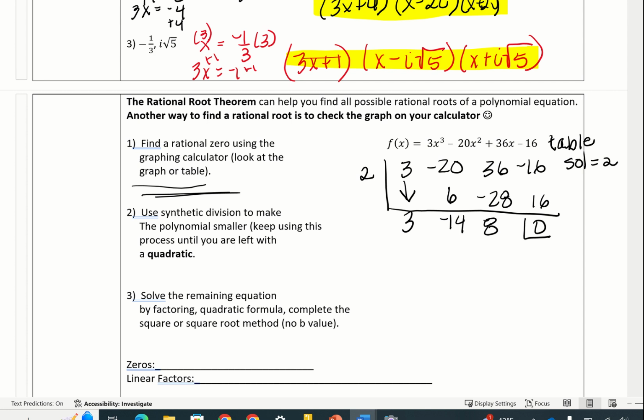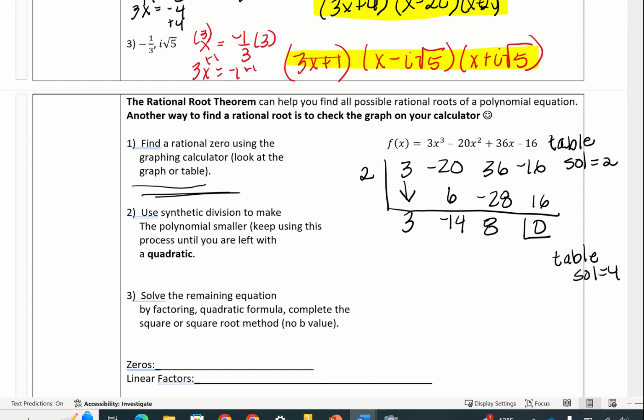Now, there's a couple things you can do from here. You can write this out as 3x squared minus 14x plus 8, and then you can factor it because it does factor. You can write it as 3x squared minus 14x plus 8 and use quadratic. Or if you want to, you can go back to your table to see if there is another rational zero, one that is in the table. And that's what we did in class, and we found in the table there was another solution, and I believe that solution was 4.